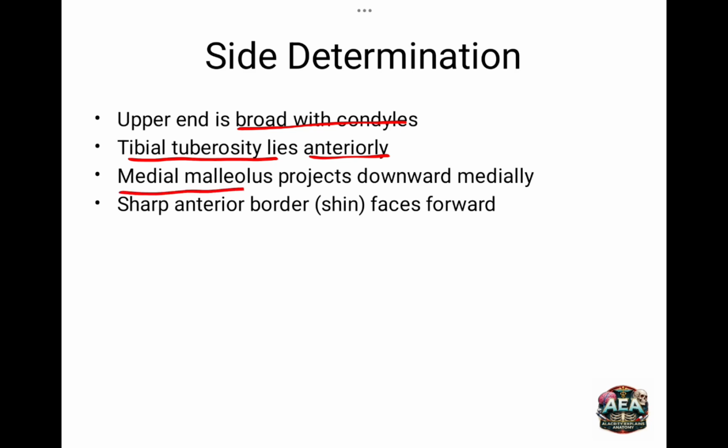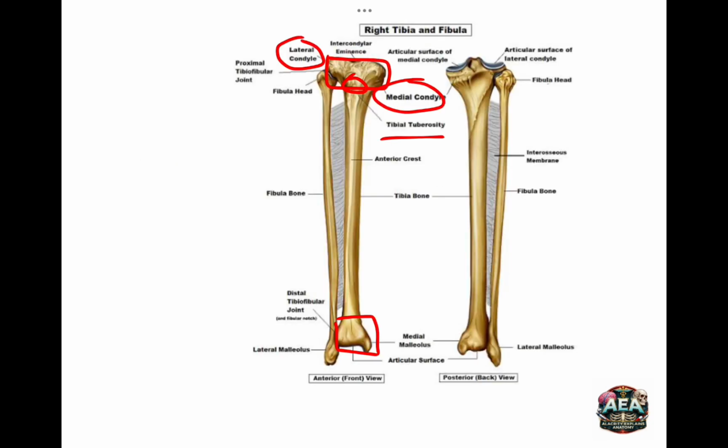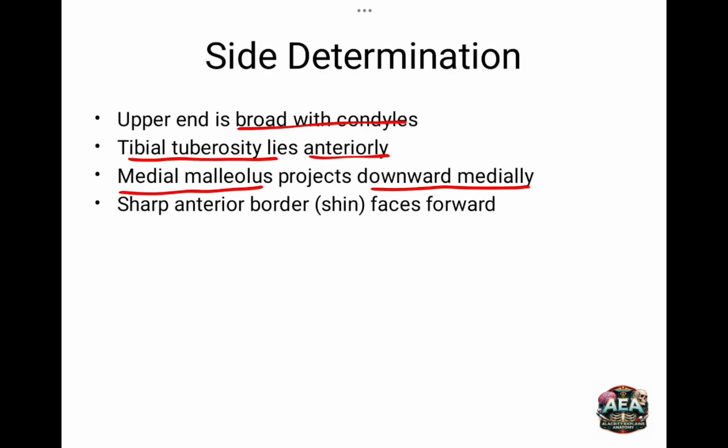Then the medial malleolus projects downward medially. Now, the lateral malleolus is not on the tibia. It's on the fibula. So the moment you look at the inferior aspect of the lower end of the tibia, you take note of what? The medial malleolus. This is the medial malleolus. See how it's projecting downward. So the medial malleolus projects downwards medially. It means you find it on the medial side, while the lateral malleolus, which is on the fibula, you find it on the lateral aspect.